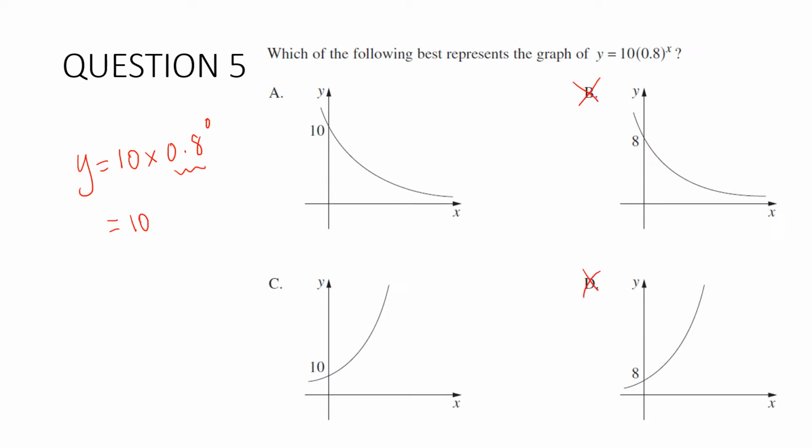Now secondly, does this represent growth or decay? Hopefully you know that this is decay, because each time I'm multiplying by a fraction less than 1, which means this 10 is going to get smaller and smaller and smaller. So can you tell which one's the answer? It must be A.